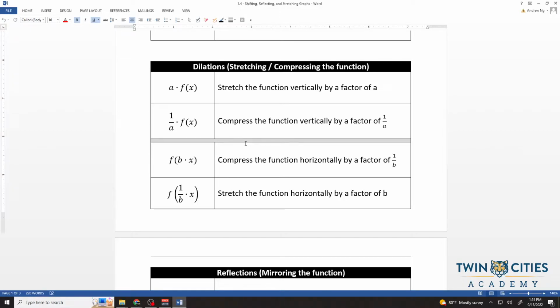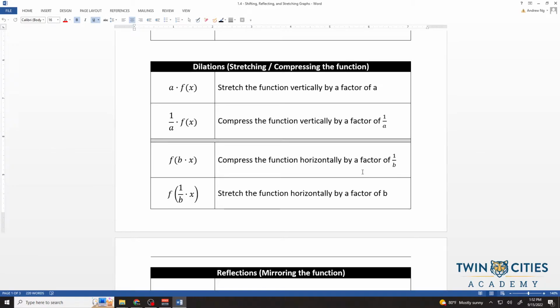Then horizontally, now we're not going to do it to the outside. We're going to do this to the x, because we know x, domain, left and right. This is your horizontal. If I multiply x by 4, f of 4 times x, I would think that I'm now stretching this out by a factor of 4 because I'm multiplying x by 4. But actually, I'm compressing it horizontally by a factor of 1 over whatever that is. So this would be 1/4. All of a sudden, I'm now squeezing this in left and right to 1/4 of where it was originally.